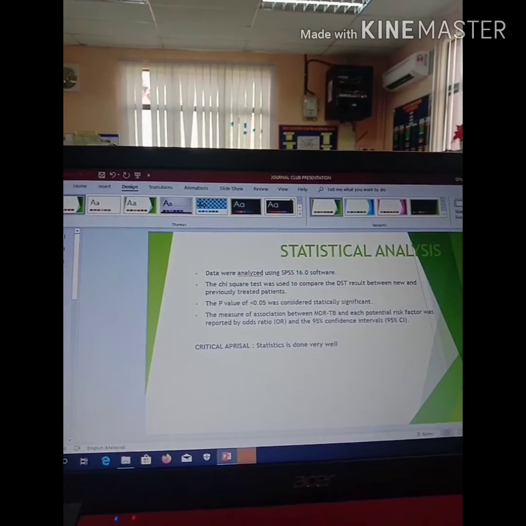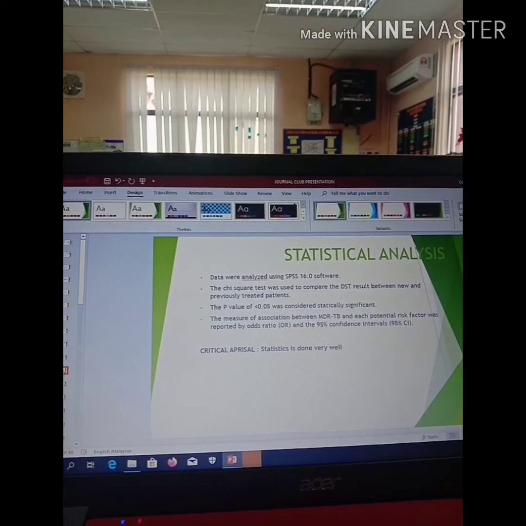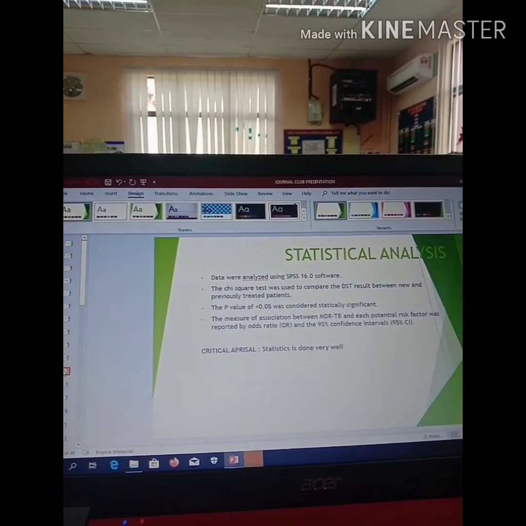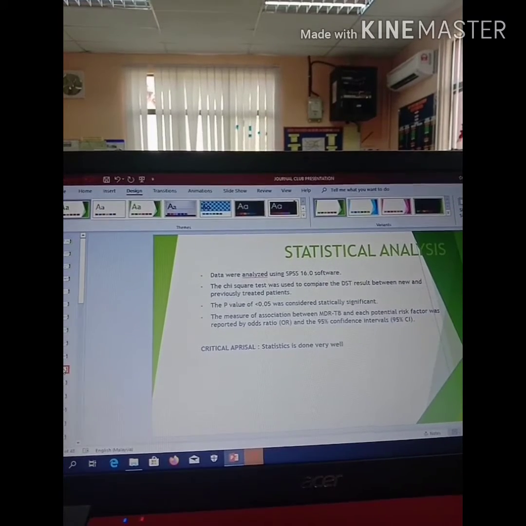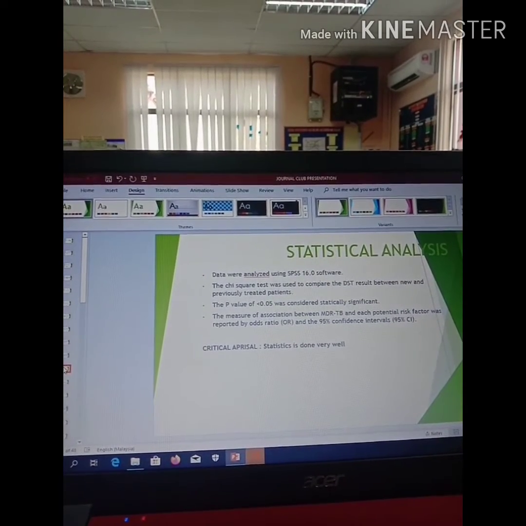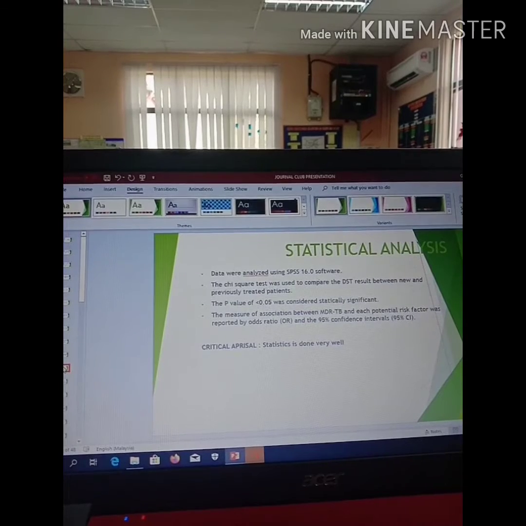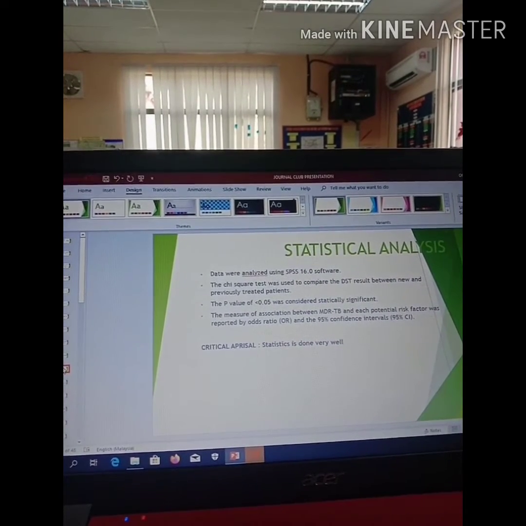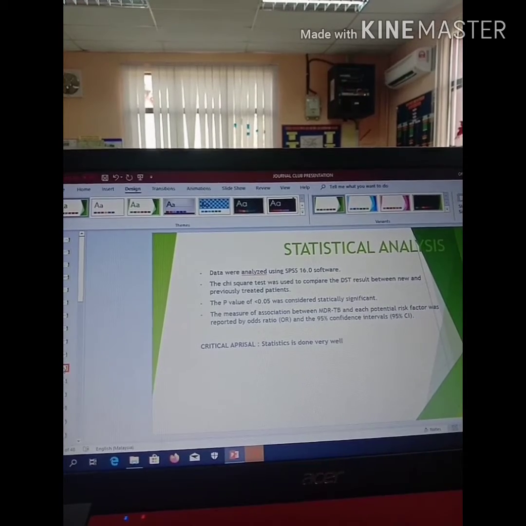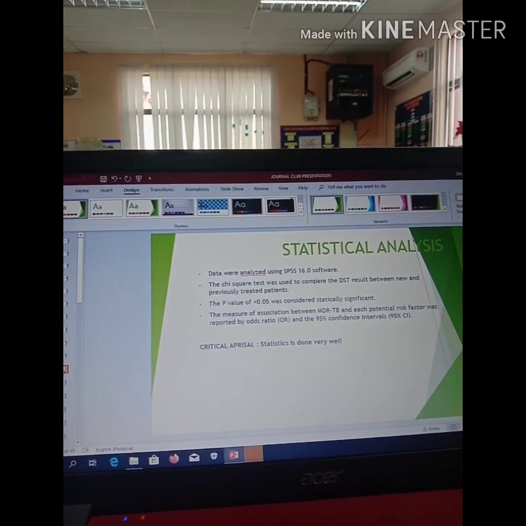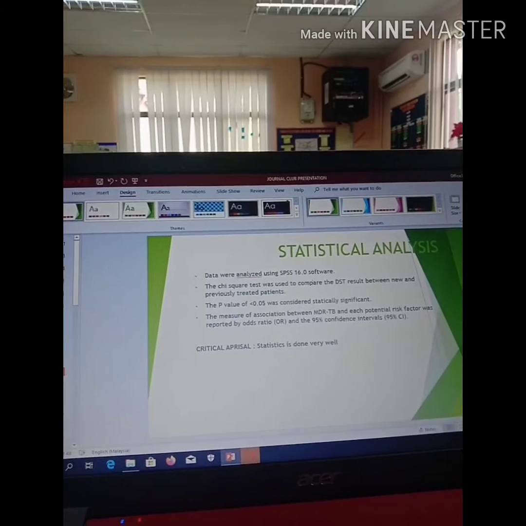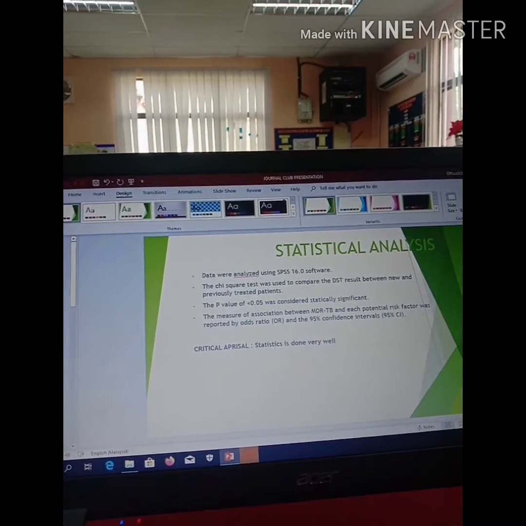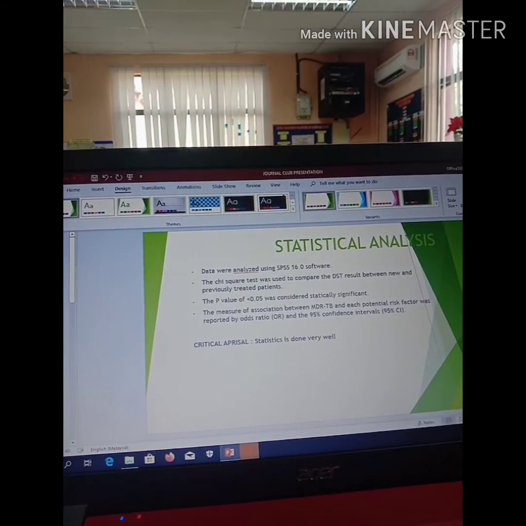Statistical analysis: data was analyzed using SPSS 16 software. The chi-square test was used to compare the ADST result between new and previously treated patients. A p-value of less than 0.05 was considered statistically significant. The measure of association between MDR-TB and patient risk factors was reported by odds ratio and 95% confidence interval. For my critical appraisal, the statistics is done very well.